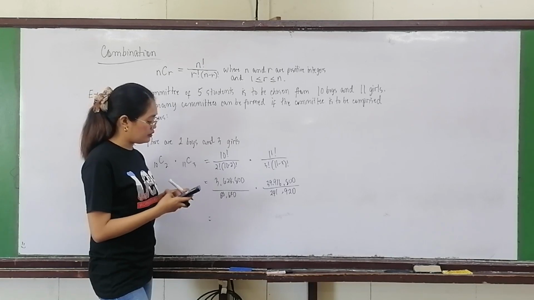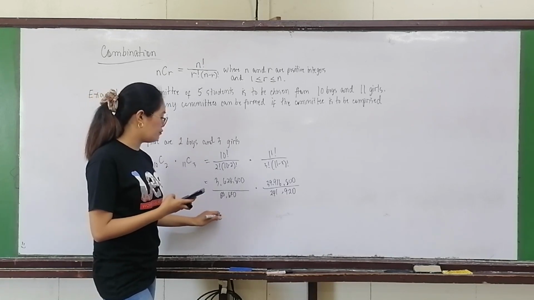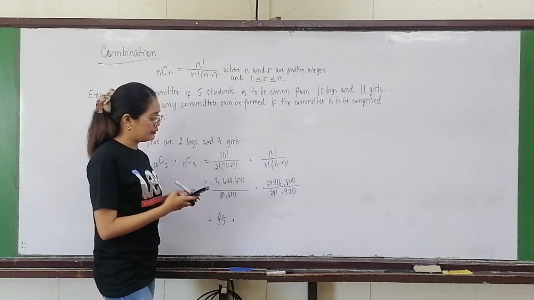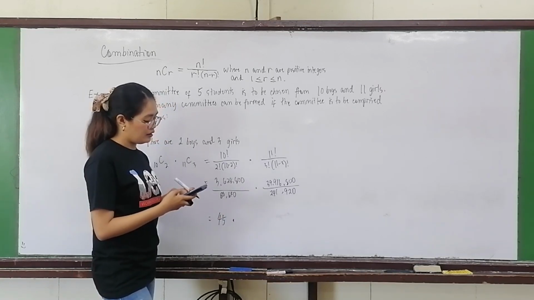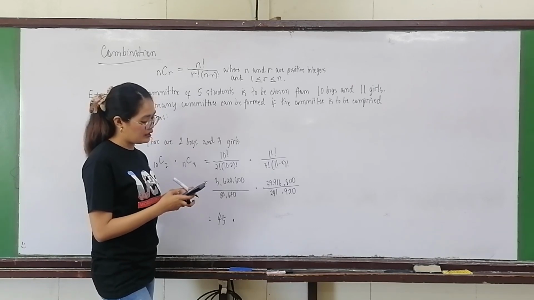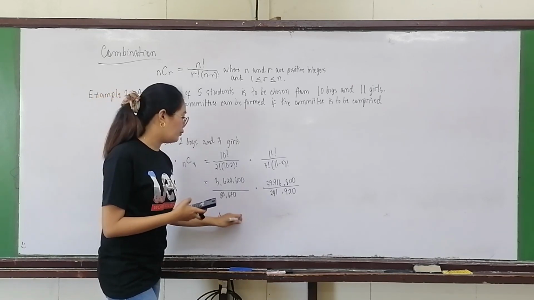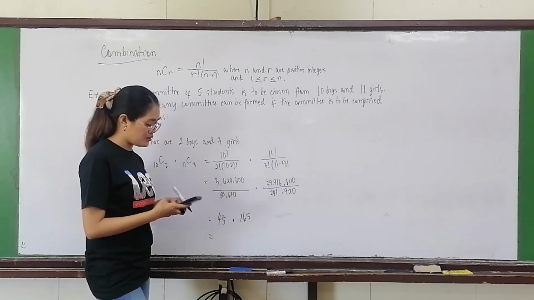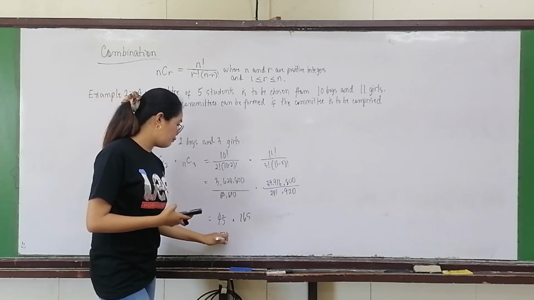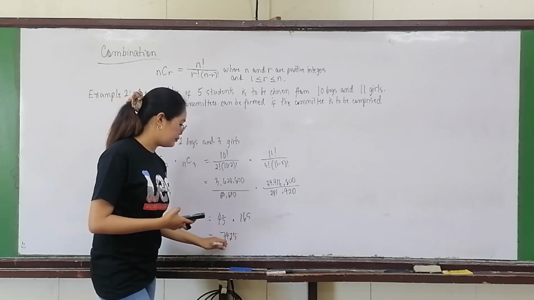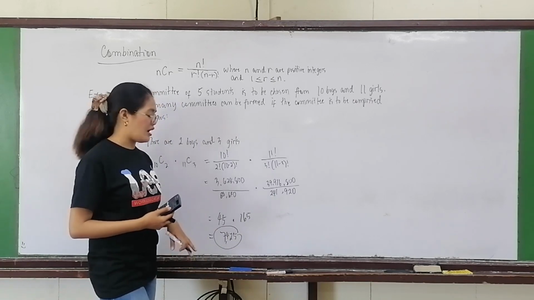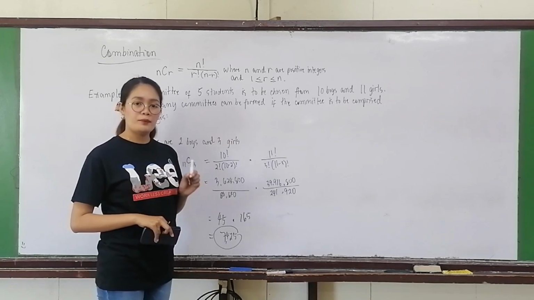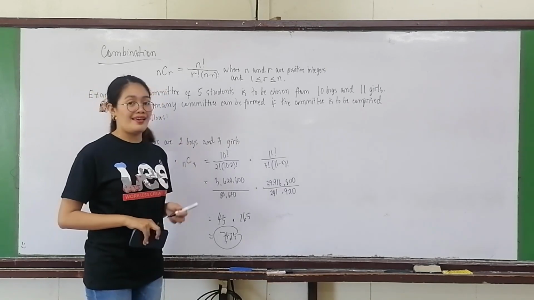Then 3,628,800 divided by 80,640, we have 45, times 39,916,800 divided by 241,920, we have 165. The product of 45 and 165 is 7,425. So there are 7,425 possible combinations of forming a committee with 2 boys and 3 girls.